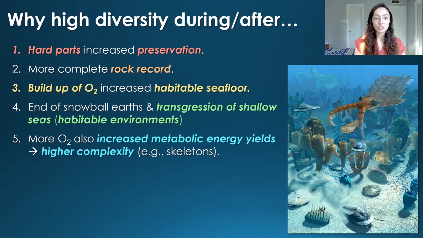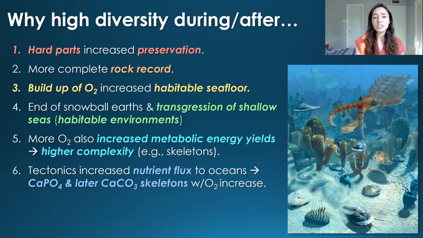And that's why they started growing skeletons, and they could grow skeletons because they had the energy to carry out such an energetically expensive process. Tectonics also contributed to the skeleton and shell building during the time because this increased nutrient flux to the ocean, leading to more calcium and phosphorus in the ocean, which led to, at first, calcium phosphate skeletons, and later, with oxygen increase allowing organisms to use more energy to secrete calcium carbonate, came calcium carbonate, or calcitic and aragonitic, skeletons, which is very common nowadays.